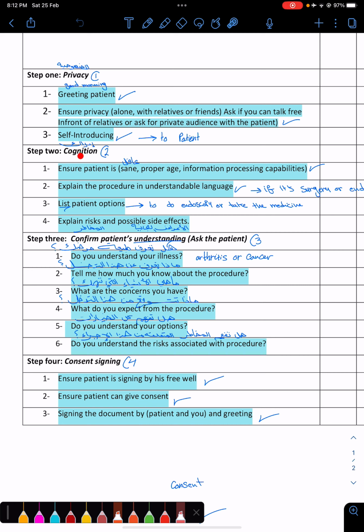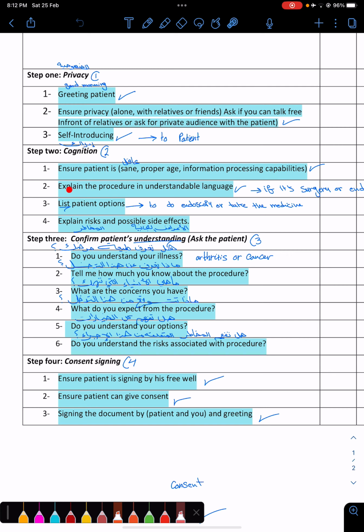The other step is the cognition of the patient, to understand the cognition status of the patient. Ensure that the patient is sane, of proper age, not a child or too old, and has information processing capabilities, so he can understand the information you are going to give. You have to check all of these: sane, proper age, information processing capabilities.